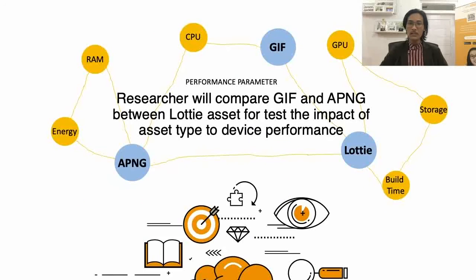In this case, researchers will compare the three asset types and how the three file types impact device performance and resource usage. The metric parameters are usage of CPU, graphic processing unit, storage, energy, and memory, and in the development process, build time. We will analyze it with two tools. The first is Android Studio, and the second is Android Profiler.